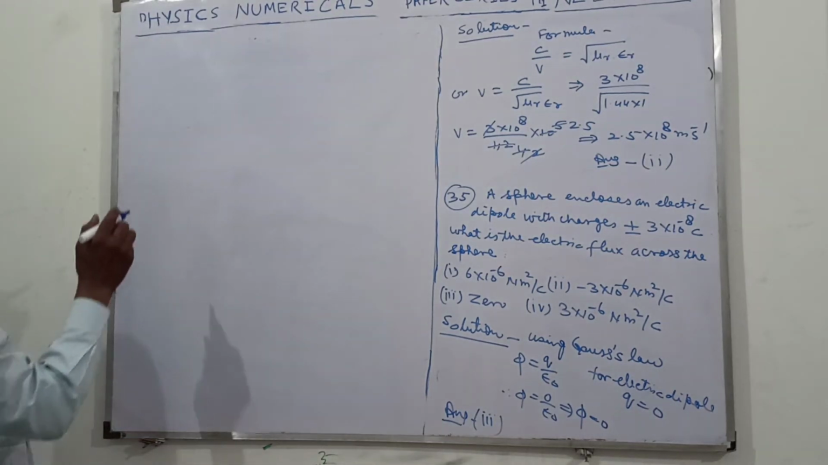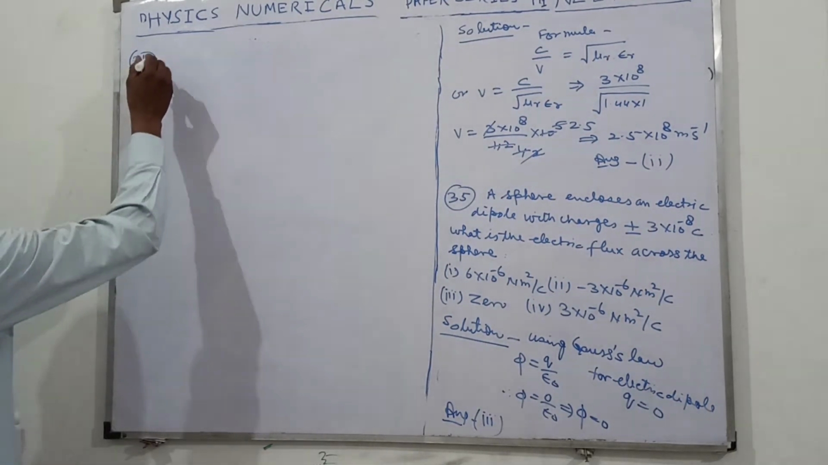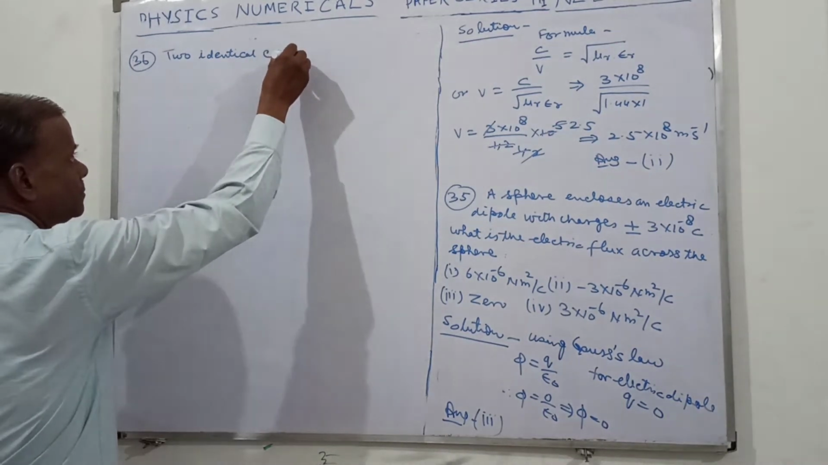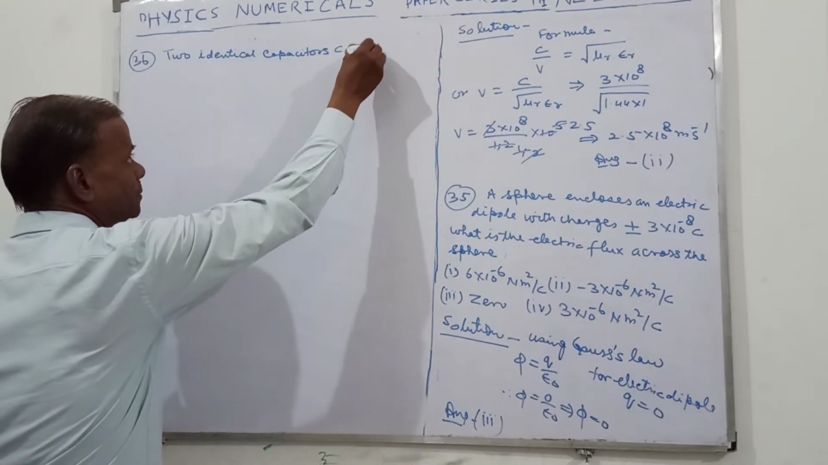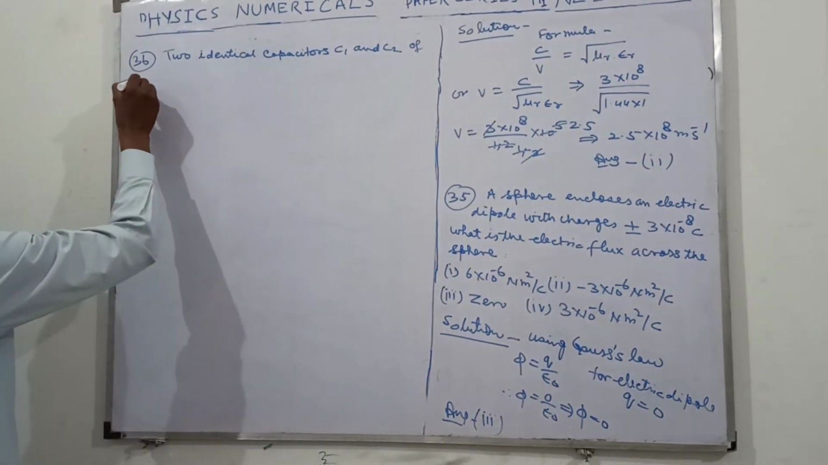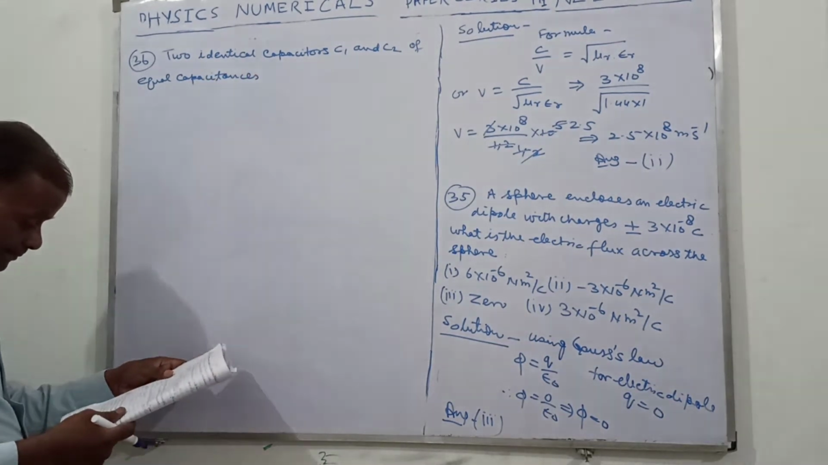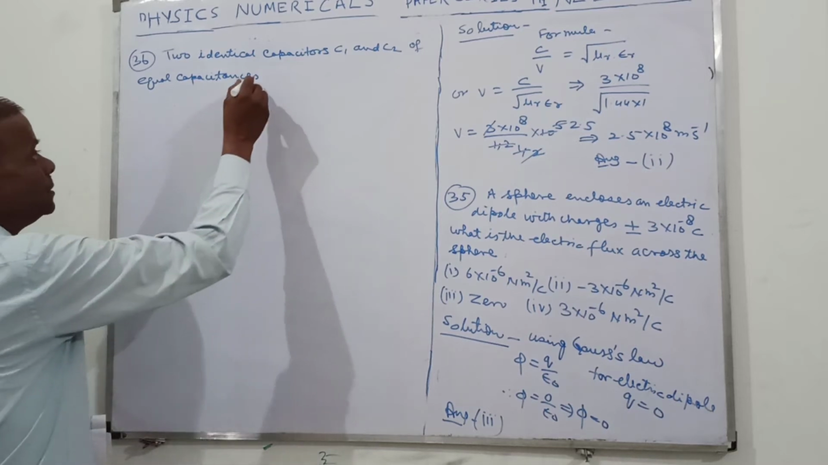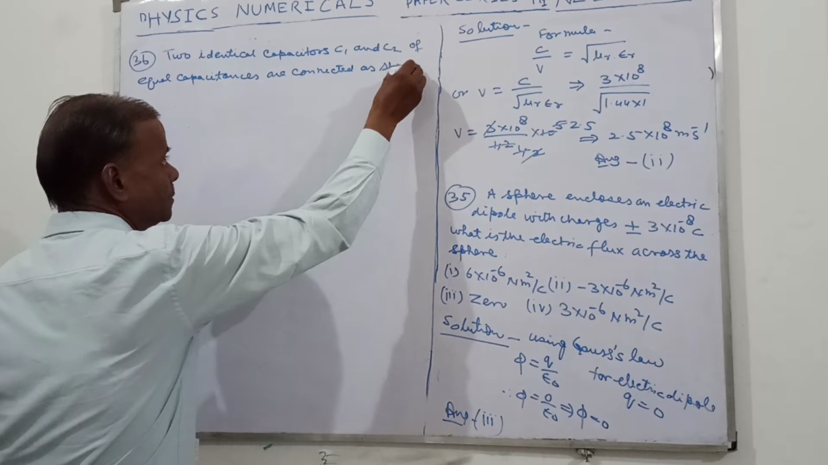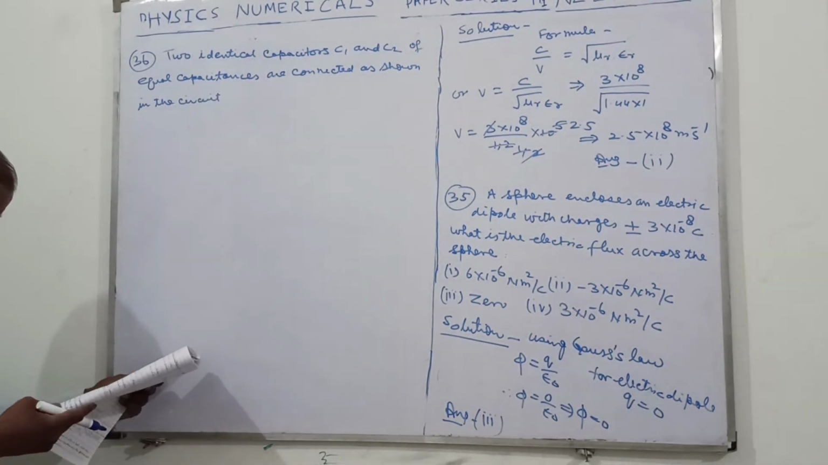Now we come to question number 36. Two identical capacitors C1 and C2 of equal capacitance are connected as shown in the circuit.